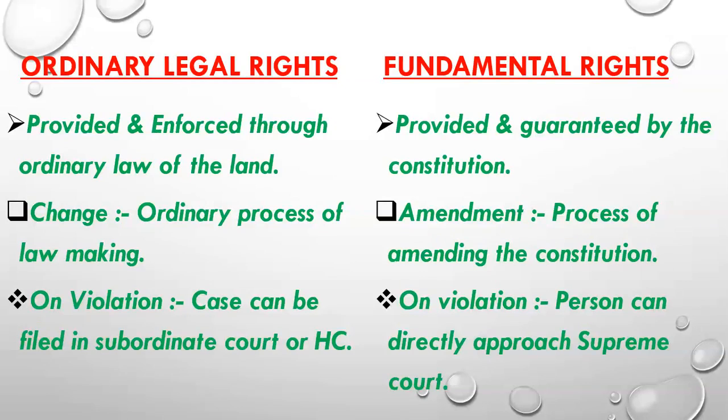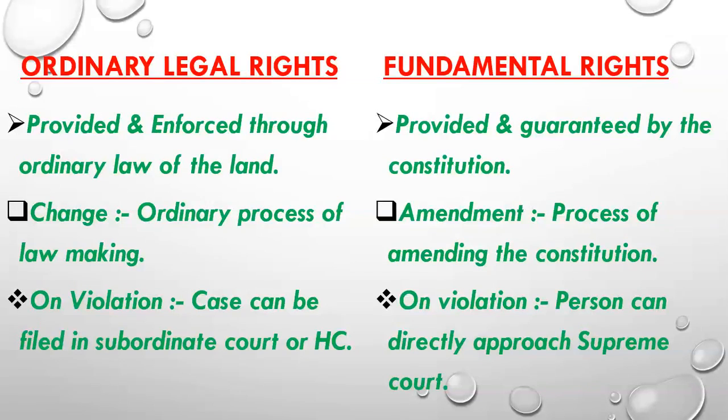So if parliament wants to amend the constitution, how can parliament do so? Parliament needs a special majority of more than 2/3 of the members present and voting, which should be more than an absolute majority of the house. This type of majority is very, very difficult to be attained in the house. So the amendment process of the fundamental rights is very, very difficult.